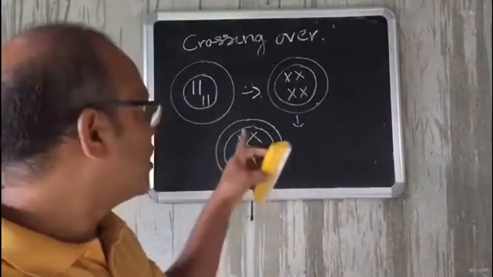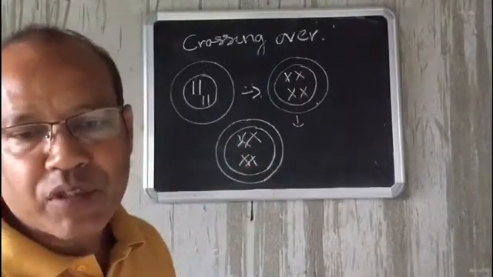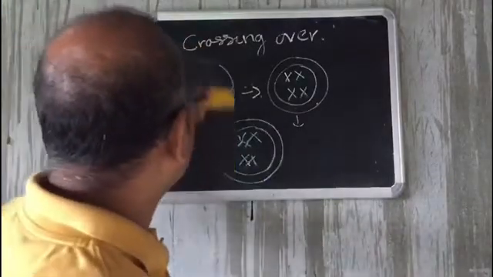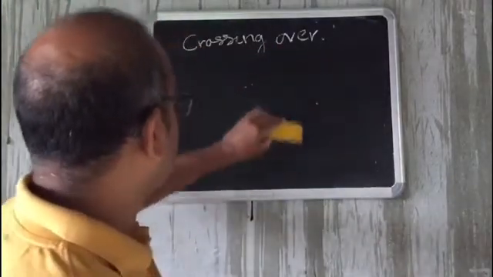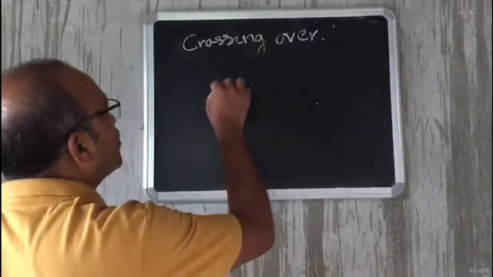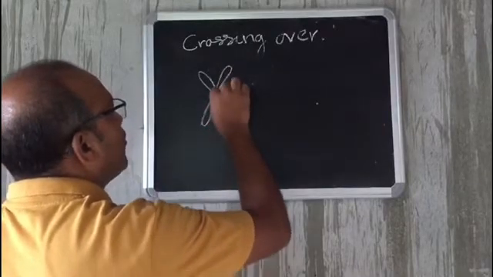What overlaps is the non-sister chromatids. The non-sister chromatids overlap with each other. Now to understand it in a better way, I will draw a diagram of only the chromosomes. I will draw only one pair.